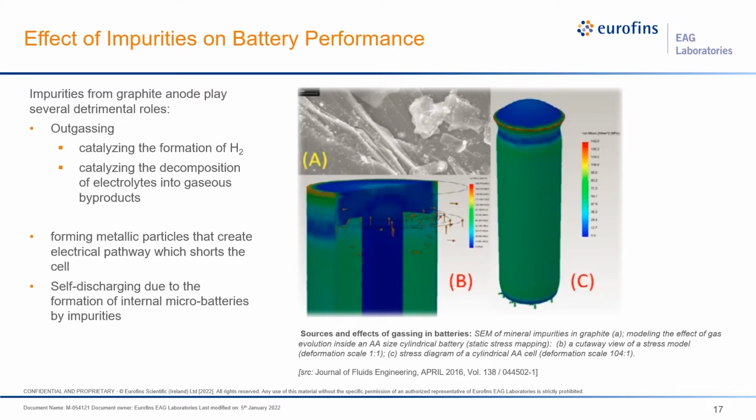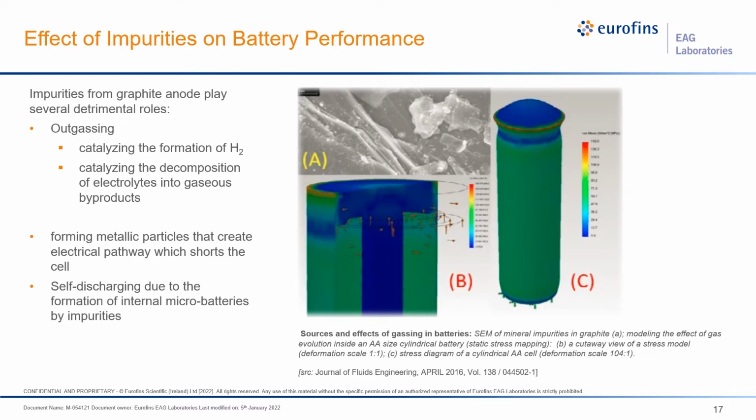One of the major impacts is that it can catalyze the formation of hydrogen or the decomposition of electrolyte into gas byproducts. Here it shows you how the impurities are present on the graphite materials, and once they catalyze out-gassing, what it looks like as the battery goes through stress mode. Once those things happen, it can cause out-gassing, which is one of the major safety concerns for batteries.